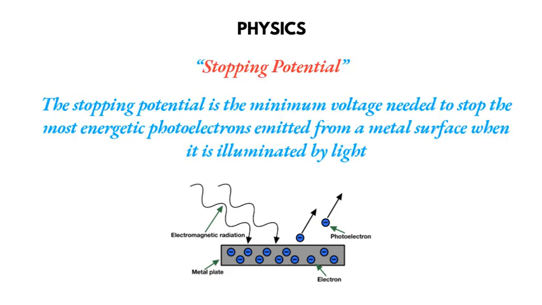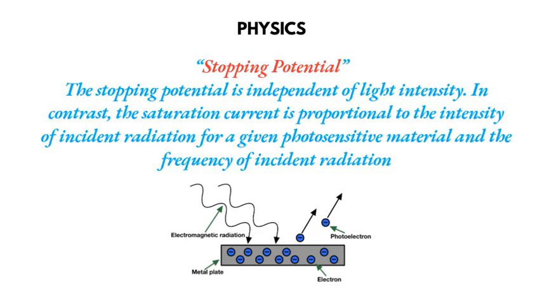What is stopping potential? The stopping potential is the minimum voltage needed to stop the most energetic photoelectrons emitted from a metal surface when it is illuminated by light. Essentially, it is the potential difference required to reduce the current of photoelectrons to zero. The stopping potential is independent of light intensity.